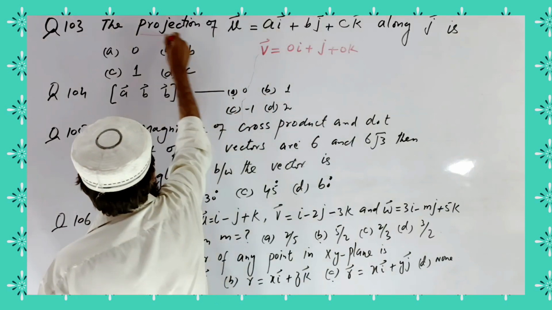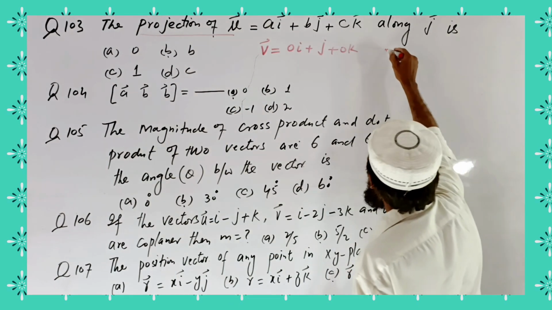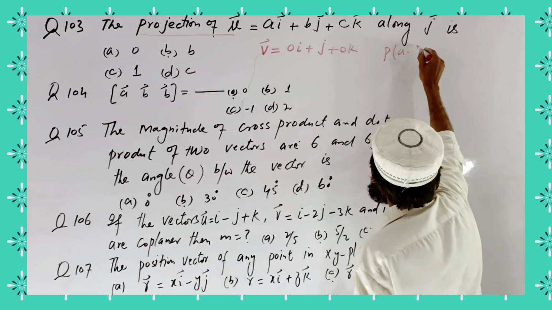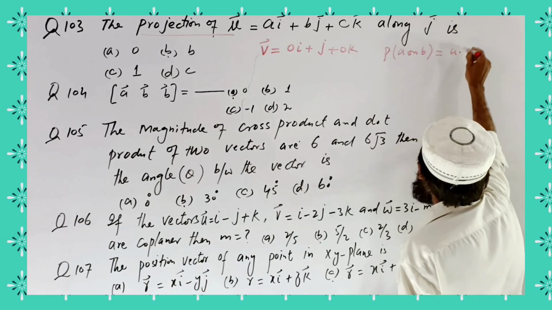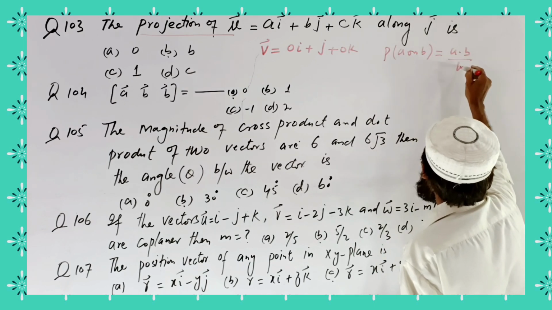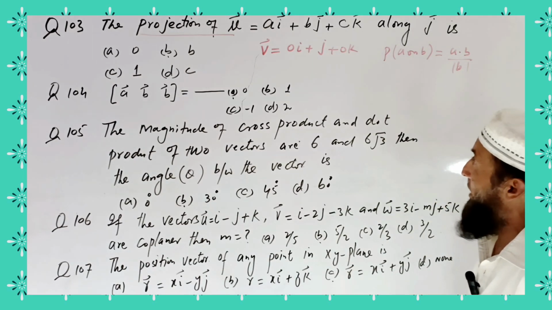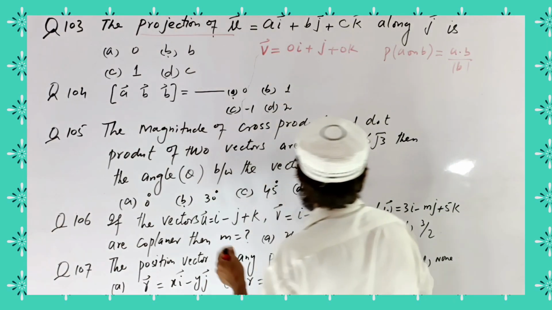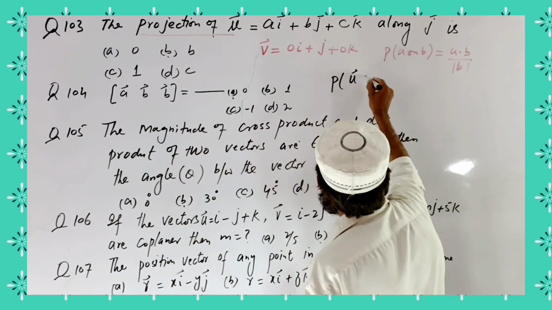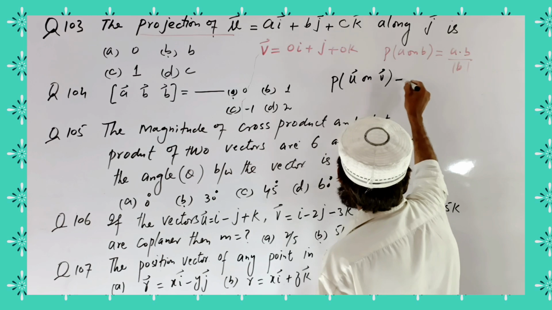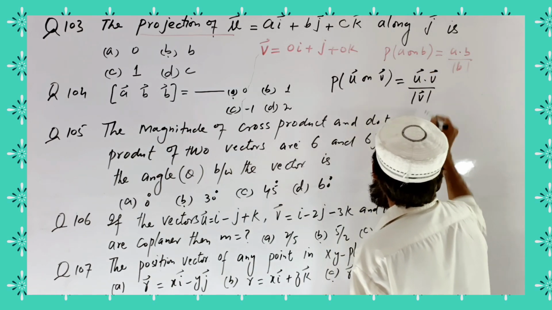Now projection is required. We know the formula for the projection of A on B: A dot B over the magnitude of B. That is the general formula. Now here the projection of U on V is given, so we write the projection of U on V. We can write U dot V over the magnitude of V.